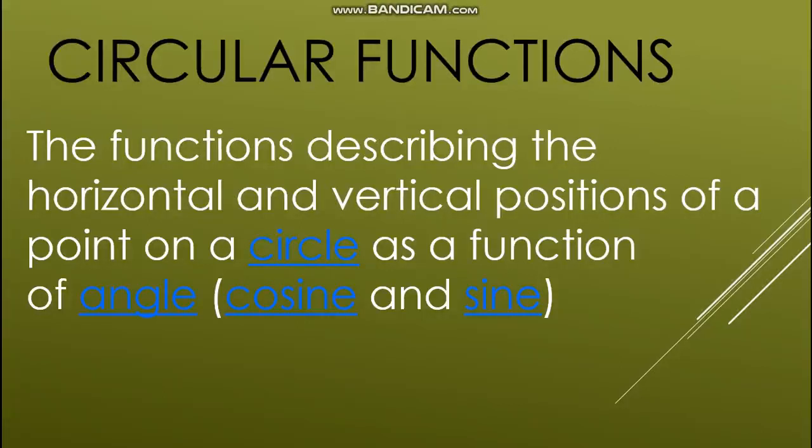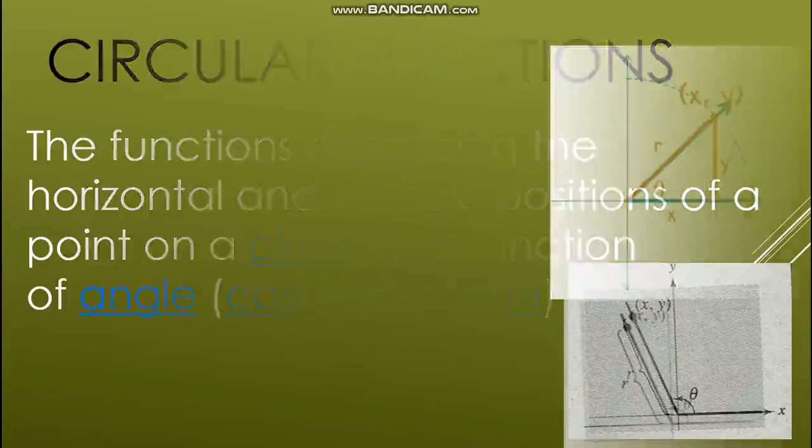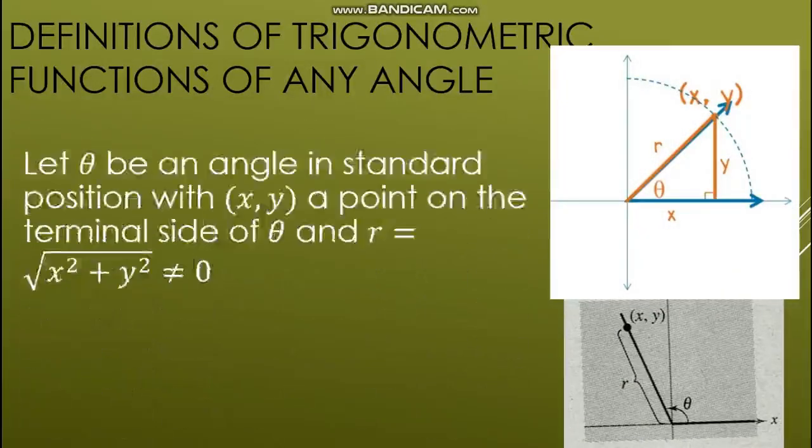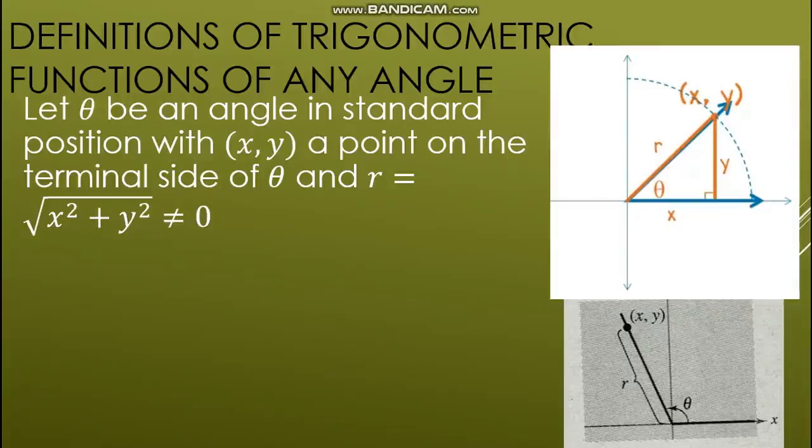Okay? Let us further define the trigonometric functions of any angle in standard position on the Cartesian plane. We have, let theta be an angle in standard position with (x, y) a point on the terminal side of theta, and r equals square root of x squared plus y squared, not equal to 0. Now, papansin nyo, in our illustration here, napag-form tayo ng right triangle. Okay? And the point is located here, and the horizontal distance of that point is x, while the vertical distance is y. And itong ating hypotenuse is r. Okay? Kapag r equals 1, we're referring to a unit circle.